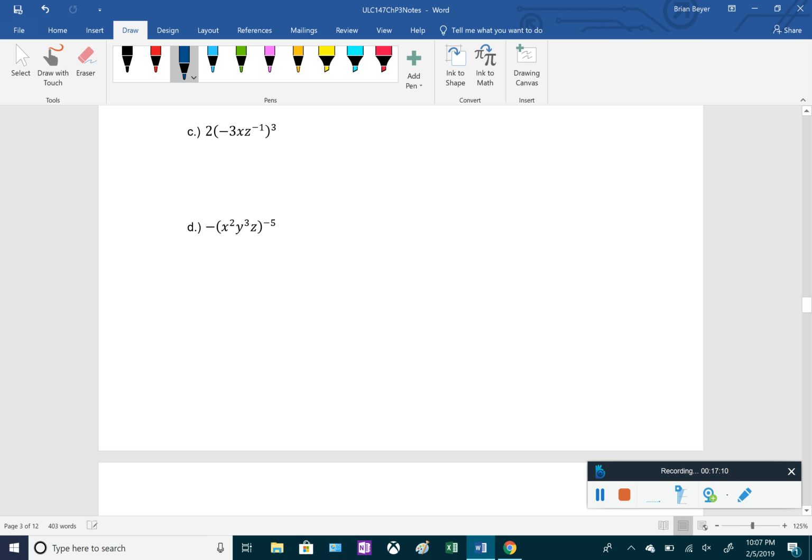And a little bit more complicated, 2 times negative 3x z to the negative 1, cubed. So I'm going to give each one of those factors inside the parentheses an exponent of 3. So we get this. So negative 3 cubed is going to be negative 27. And then that's just going to be x cubed. Z to the negative 1, and then to the third, is going to be power to a power. We multiply. Negative 1 times 3 is negative 3.